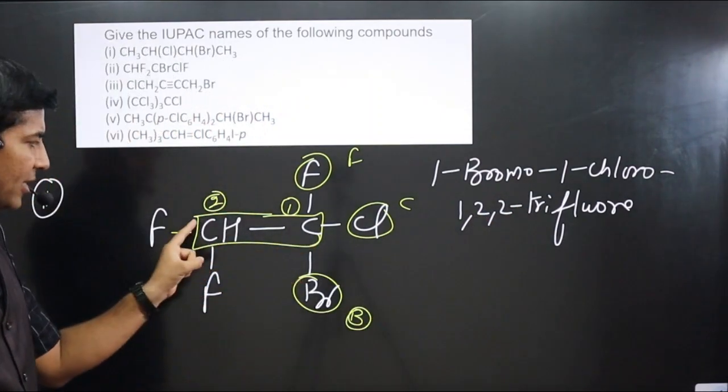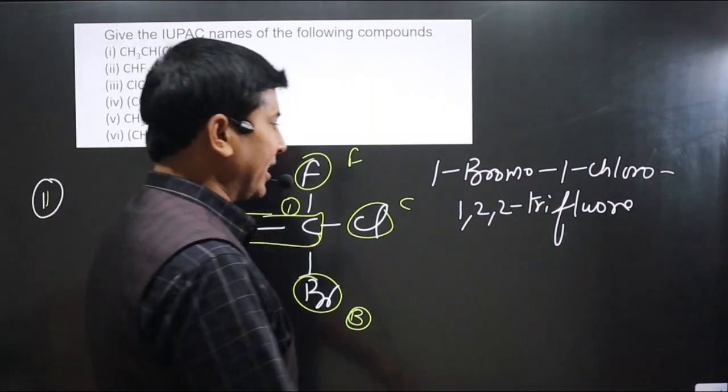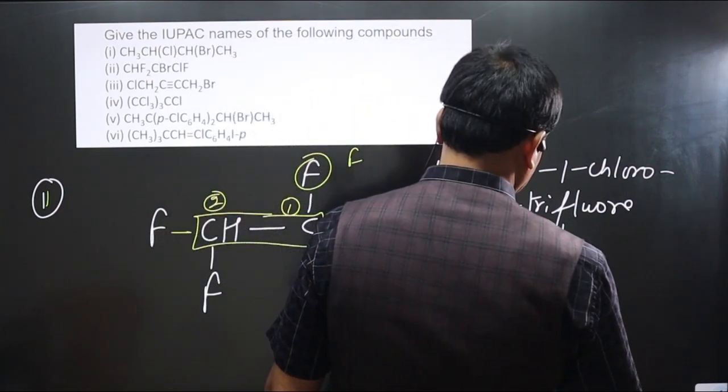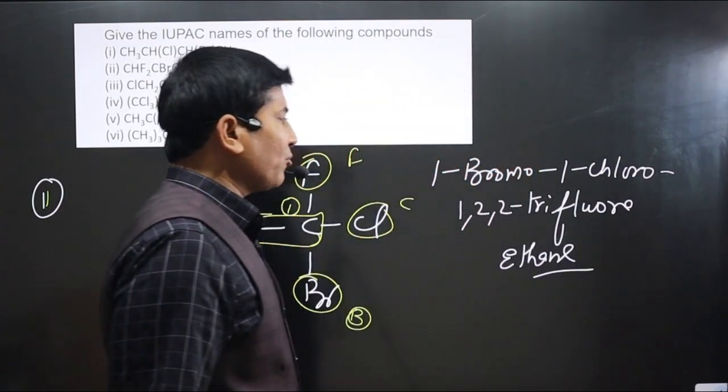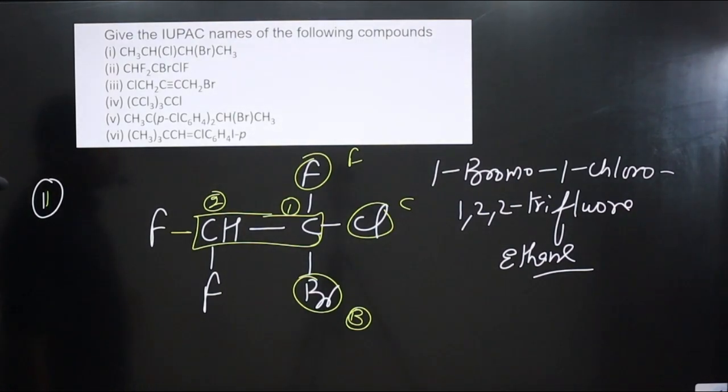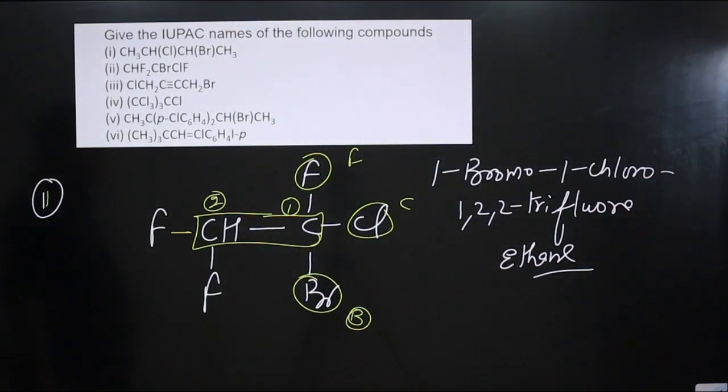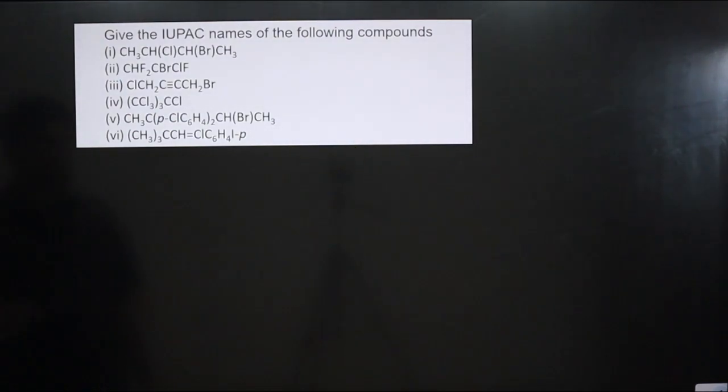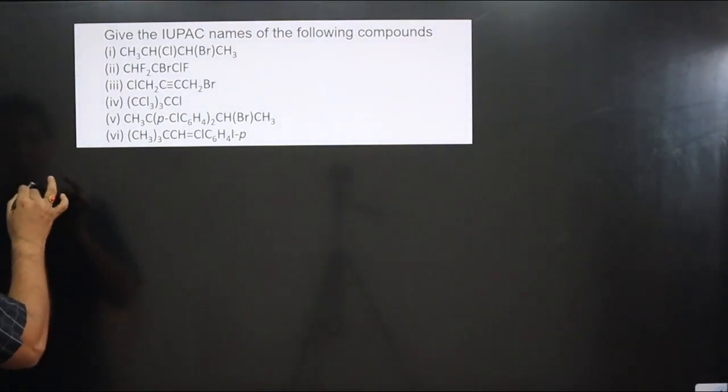and then we have the parent chain. How many carbons? 2 carbons. Then we can mention ethane. So the name we got is 1-bromo-1-chloro-1,2,2-trifluoroethane. Okay, next, we have the third one.